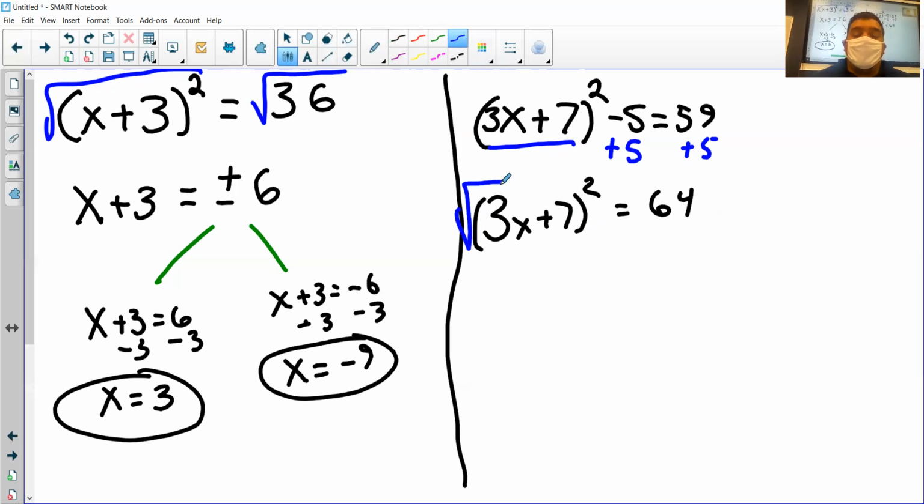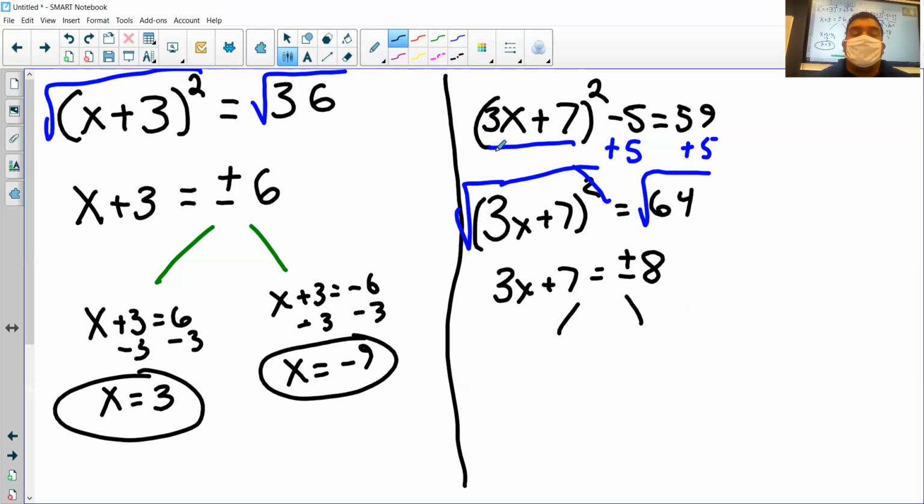Perfect. So we're gonna square root both sides. Taking the square root cancels that square over here. 3x plus 7 equals both positive and -8. Split it. This will cause fractions. That's okay.